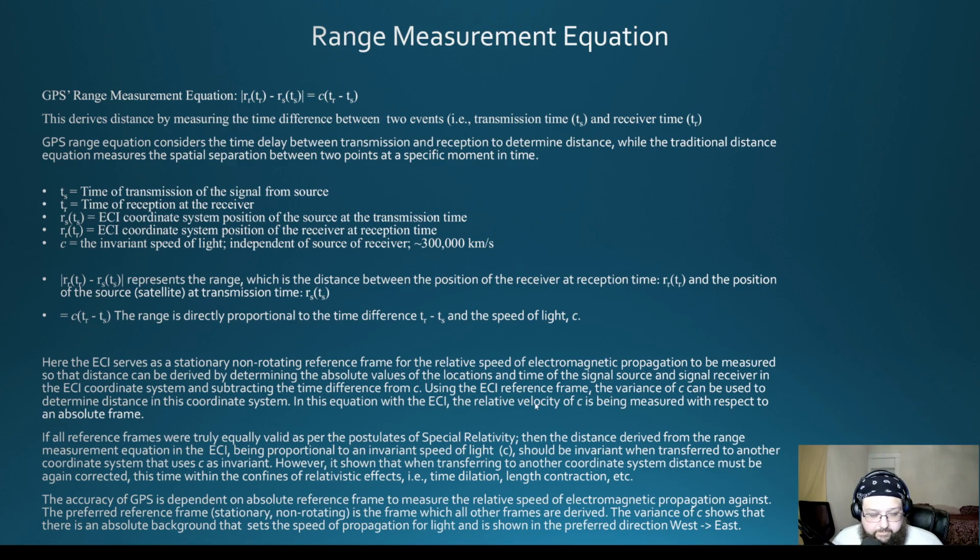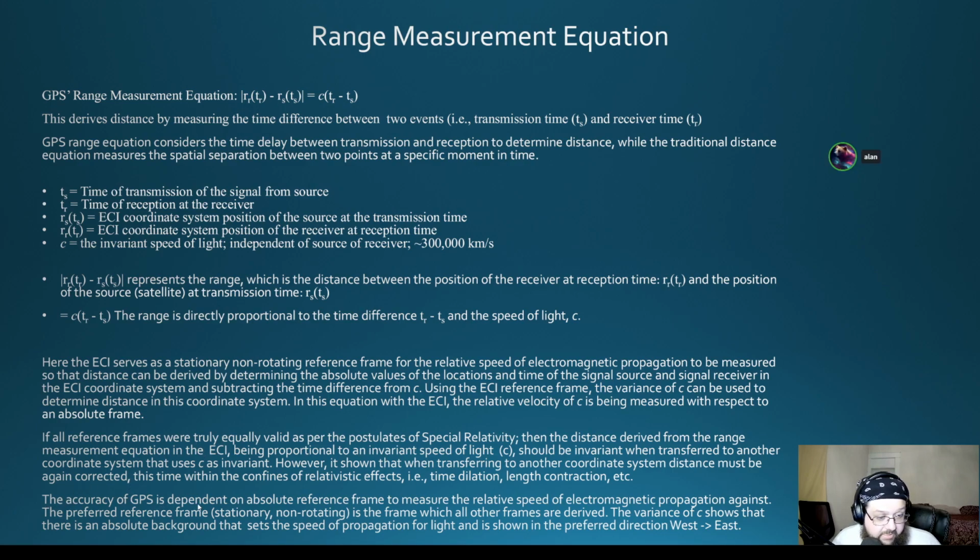In this equation, the ECI is the relative velocity of c being measured with respect to an absolute frame, a stationary non-rotating frame, right? So if all reference frames were equally true as per the postulates of special relativity, then the distance derived from the range measurement equation in the ECI, being proportional to the invariant speed of light, would be invariant when transferred to another coordinate system that uses c as invariant. However, it is shown that when transferring to another coordinate system, the distance must be corrected again, this time within the confines of relativistic effects such as time dilation, length contraction, etc., which is begging the question, after the postulates aren't even true from the reference frame in which they were derived.